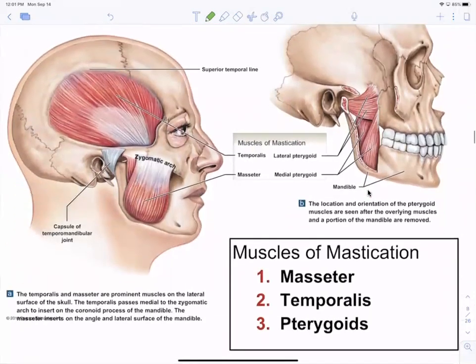Again, muscles of mastication, the main ones, masseter and temporalis. You have pterygoid muscles from the pterygoid processes down to your mandible, and they help move your jaw side to side and open and close your jaw. And so they're called muscles of mastication for chewing.